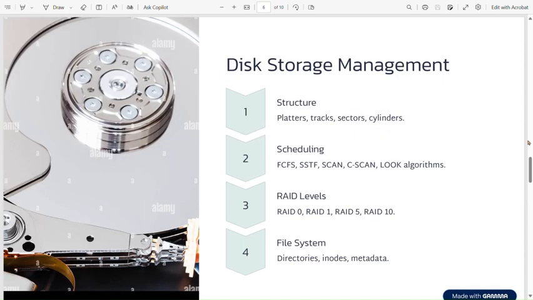Then the disk storage management, which covers structure, scheduling, RAID levels, and file systems. Structures include platters, tracks, sectors, and cylinders. Then scheduling involves FCFS, which means first come, first served. Then SSTF, SCAN, C-SCAN, LOOK algorithms. Third one, RAID levels, which involves RAID 0, RAID 1, RAID 5, and RAID 10. Then the file systems, which involve directories, inodes, and metadata.